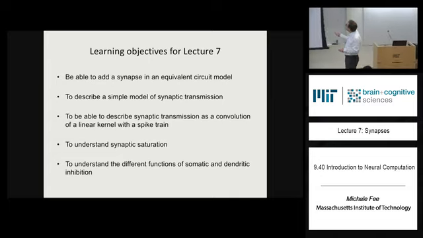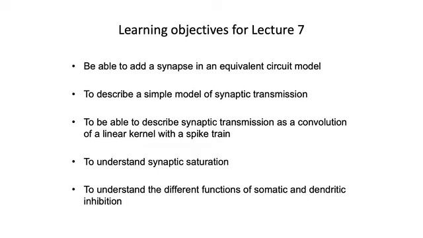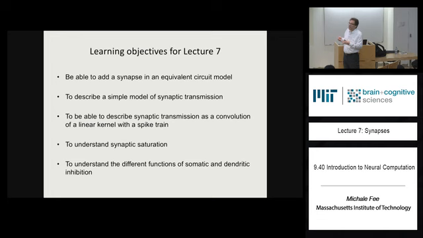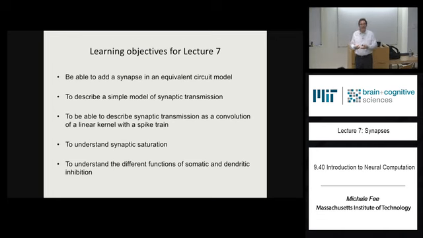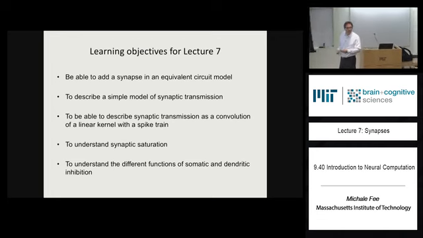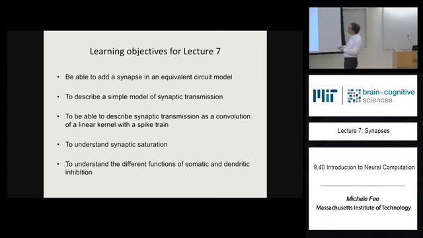So here's our list of learning objectives for today. We're going to learn how to add a synapse to an equivalent circuit model. And we're going to describe a simple model of how that actually generates voltage changes in a neuron and what those synaptic inputs actually do.